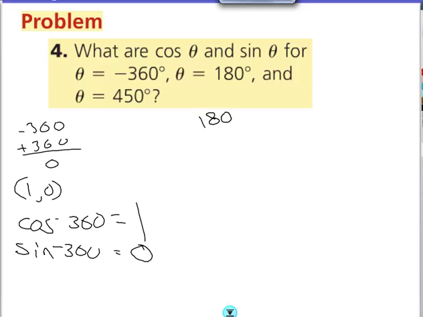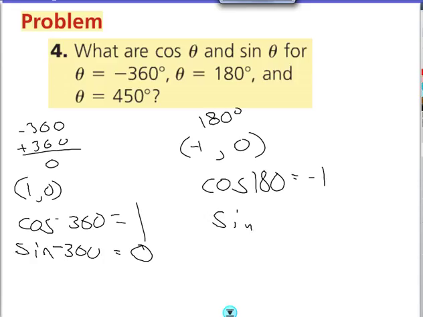180 degrees. Do I need to convert that into another angle? No, why not? It's between 0 and 360. So I can use it directly because it's going to be on my unit circle. What is the coordinate of the point for 180 degrees? Negative 1, 0. So what is the cosine of 180 going to be? What is the sine of 180 going to be? Please don't make this hard.